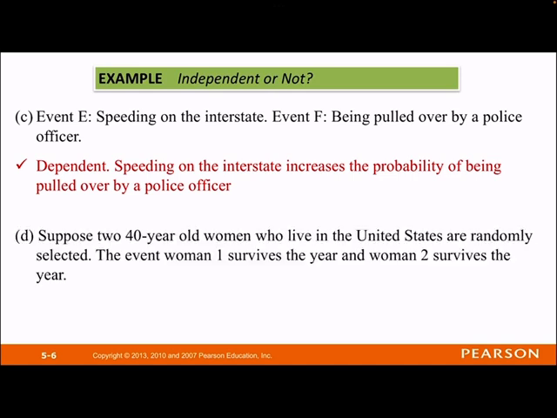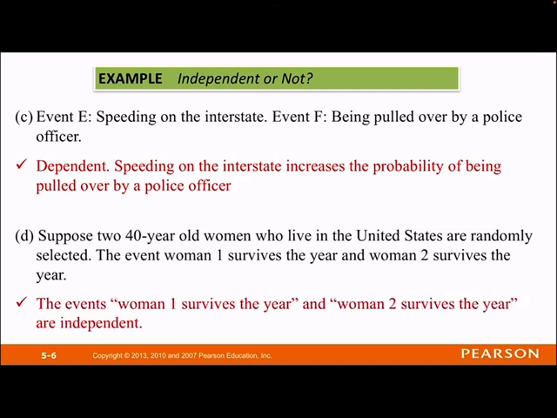And suppose 2 40-year-old women who live in the United States are randomly selected. The events are woman 1 survives the year and woman 2 survives the year. If one woman were to pass away, would that in any way, shape, or form affect a second woman living or dying? Very morbid. The events are independent. If one woman survives or, God forbid, passes away, that in no way, shape, or form is going to affect the second woman.